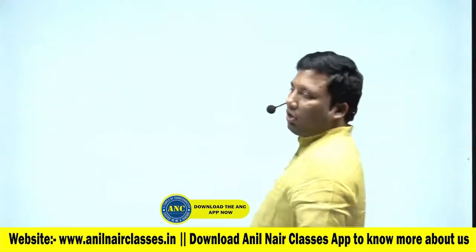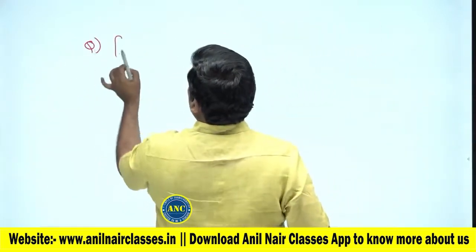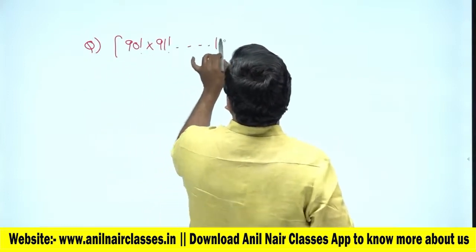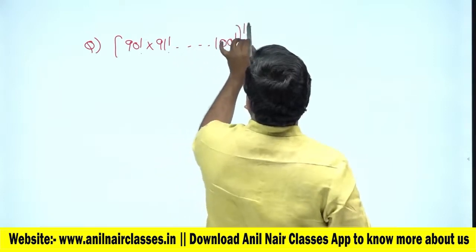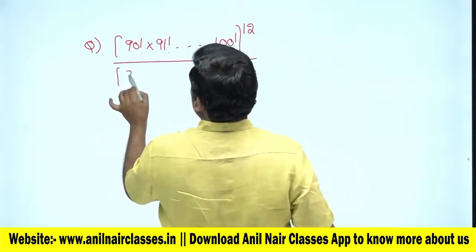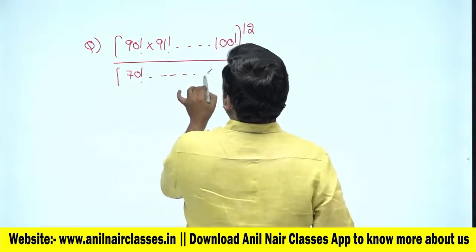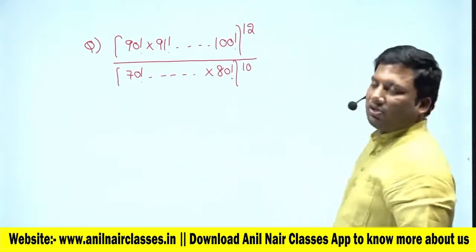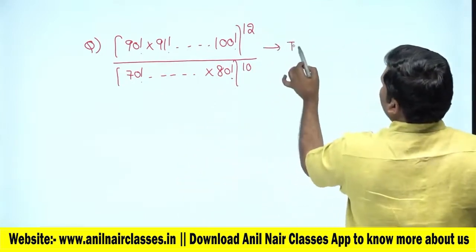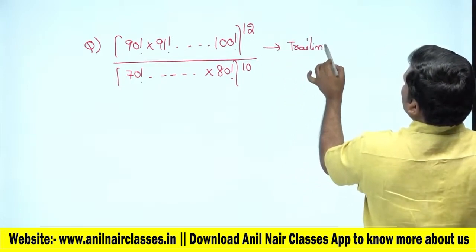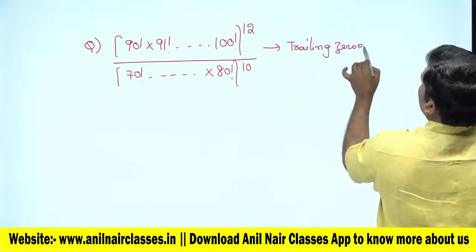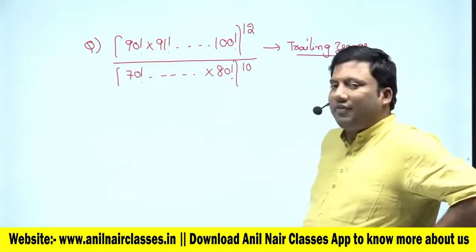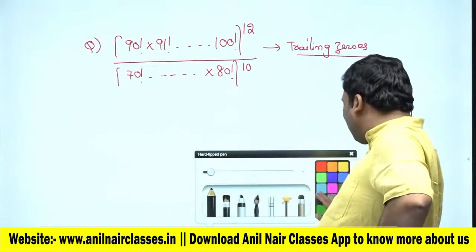Let me do one more question. Mock created question, sir. 90 factorial into 91 factorial and so on up to 100 factorial, power 12, divided by 70 factorial and so on up to 80 factorial, power 10. How many trailing zeros are there for this number? Find the number of zeros at the end. Zeros at the end are called trailing zeros. We will do it slowly, sir.